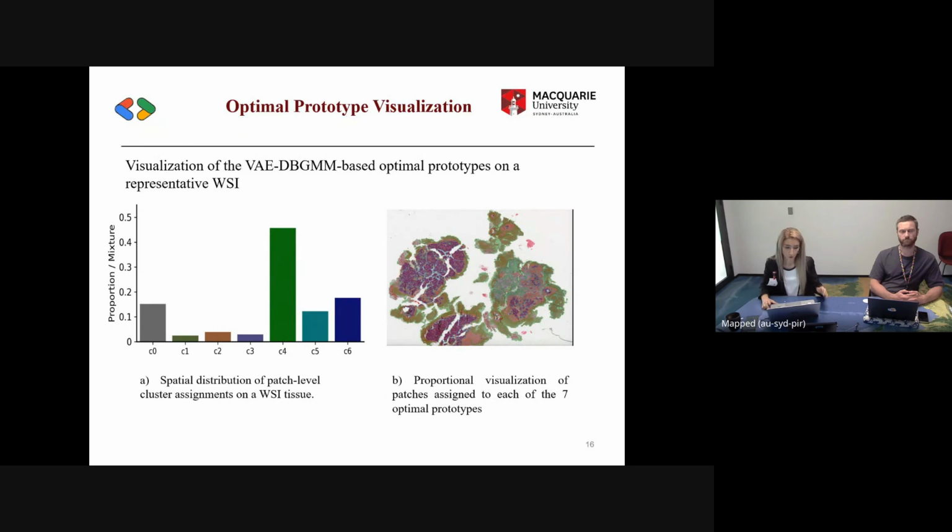So before showing the results, here I want to show the visualization of these optimal prototypes and the representative whole slide images. As you can see, image A shows the spatial distribution of patch level cluster assignments on the whole slide image tissue. You can see there are 7 optimal clusters for whole slide images, and C4 and C6 clusters are dominant prototypes. The second one shows the proportional visualization of those patches assigned to each of the 7 optimal prototypes.